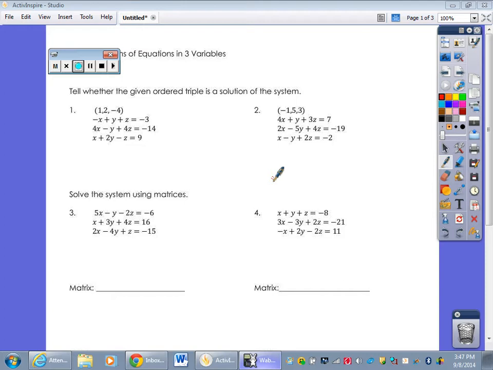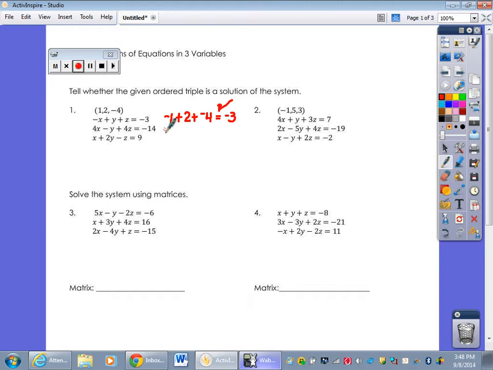So if I take 1 and substitute it in for x in the first equation, I have negative 1 plus y, which is 2, plus z, which is negative 4. And I'm trying to decide whether or not that equals negative 3. Well, negative 1 plus 2 is 1, minus 4 is negative 3. So it actually does work for this one.